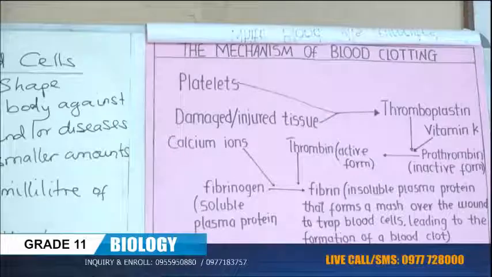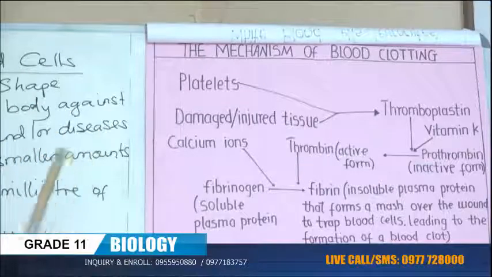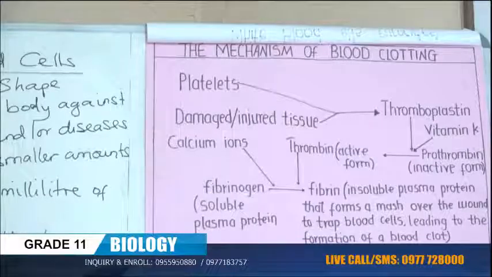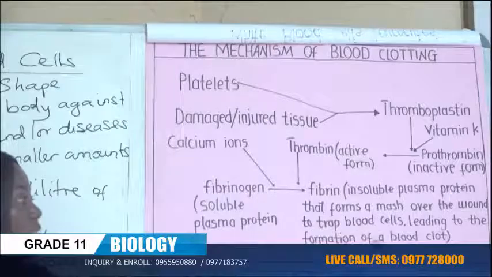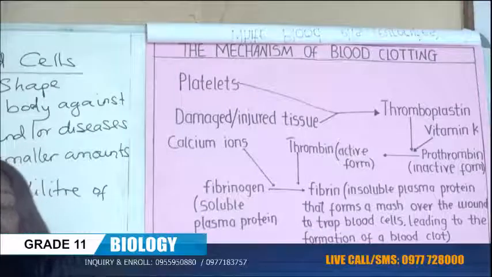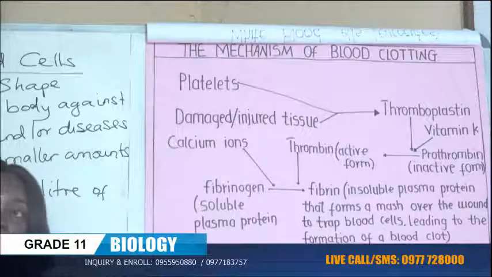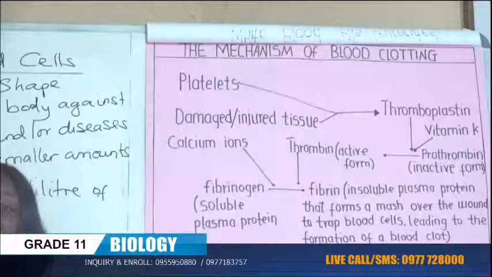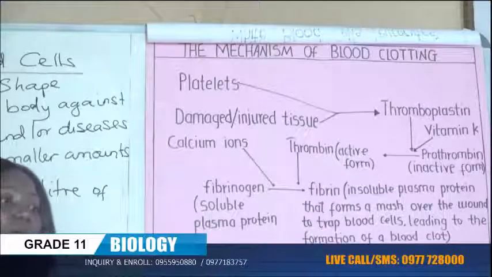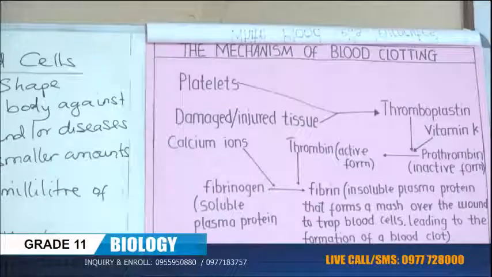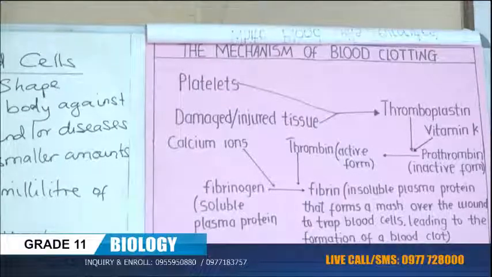When you form a net over a bleeding wound, it will stop bleeding, and that will cause a blood clot. So that is how the mechanism of blood clotting takes place. When that blood clot is formed, the mesh will later heal into a scab. From a scab, it will form a scar, and the wound is finally healed. So that is the process of blood clotting.